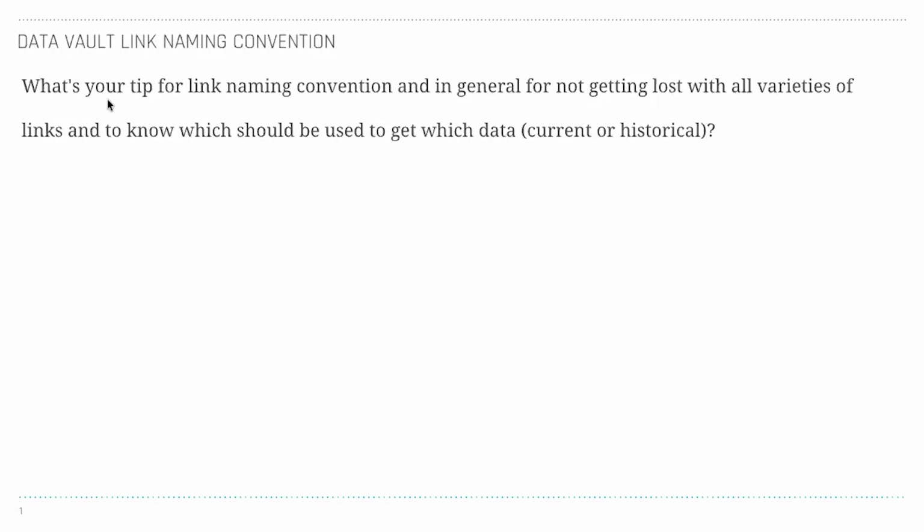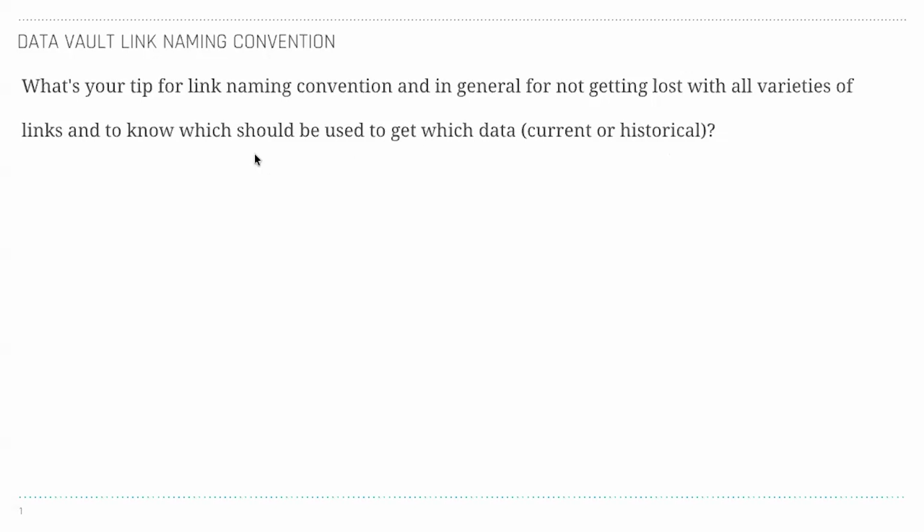So let me just review the question again. What's a tip for a link name convention in general for not getting lost with all the varieties of links? Yeah, that's how we do it, right? So we know exactly in the link name what type of link this is and how I need to use it. And that's what you need to teach your users down the road: how they identify these different link types, what the difference is, and how they use that during query times, essentially. That's the basic idea.